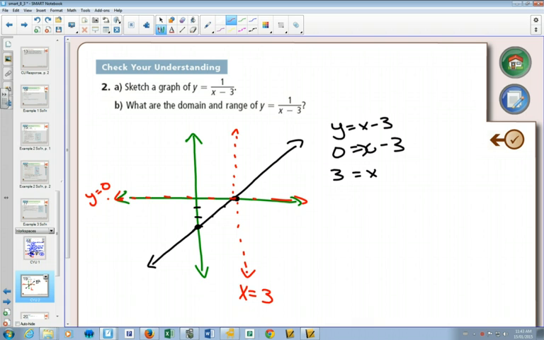Now, as far as how many points do I need to plot, okay? In order to show it, usually in something like this, I would say you need to show at least 1 point.